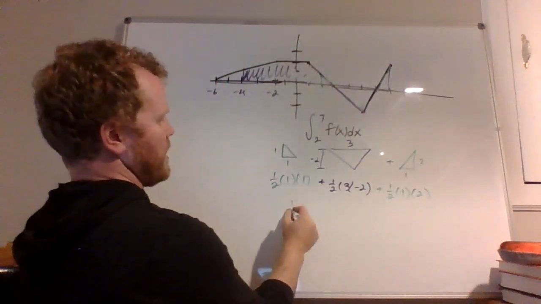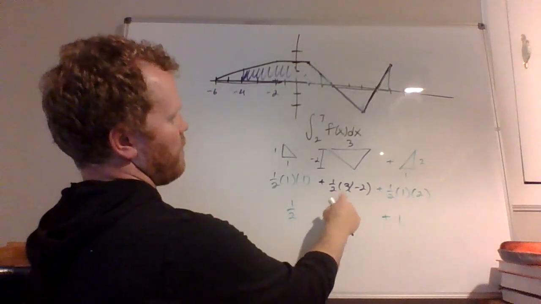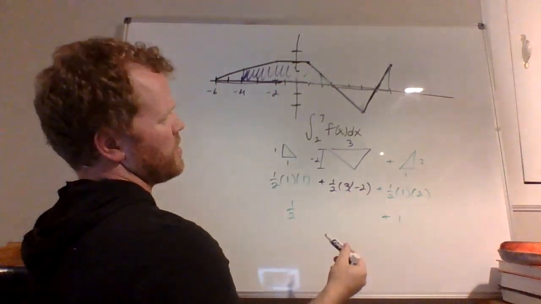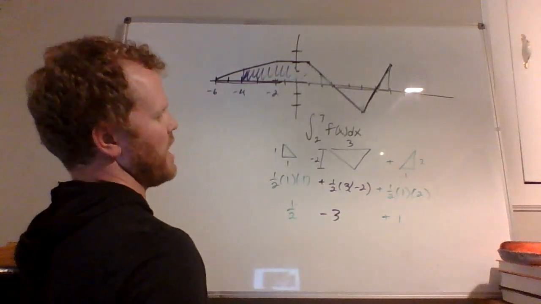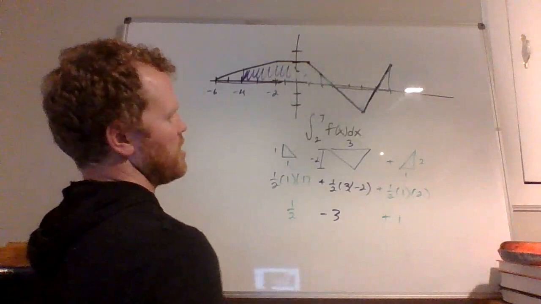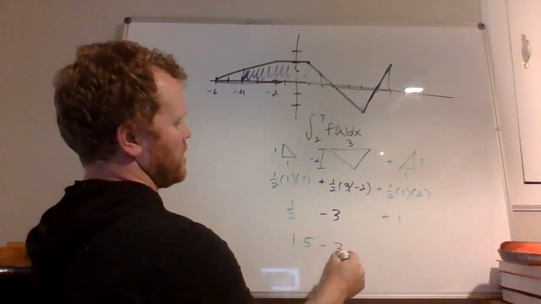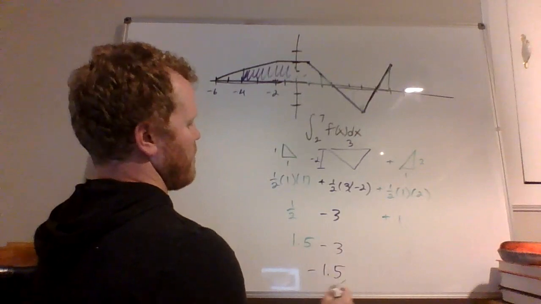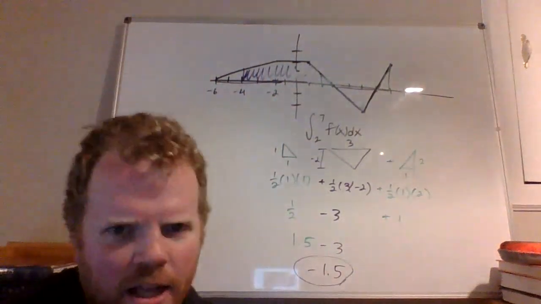Let's just do it. That's a half. That's a whole. Half of 3 times 2 is half of 6. So half of 6 is 3. So that's actually just going to be negative. So it's a half minus 3 plus 1. So this should be 1.5 minus 3. For the first time ever, you have negative area, which conceptually doesn't make a lot of sense.